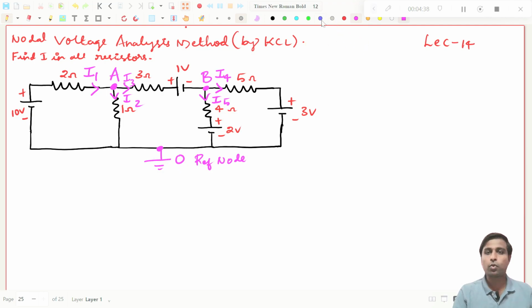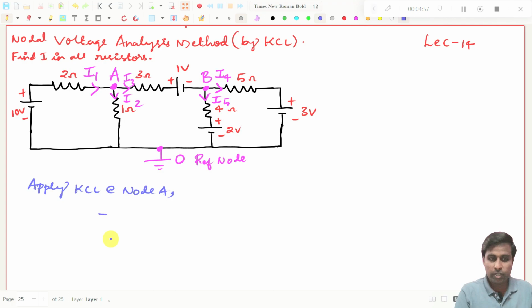Now it is getting very simple. Apply KCL at node A. In node A, you put an equal to symbol. What are all the currents coming in? I1 is coming in, and I2 and I3 are going away. So you need to write I1 is coming in, and I2 and I3 are going away.